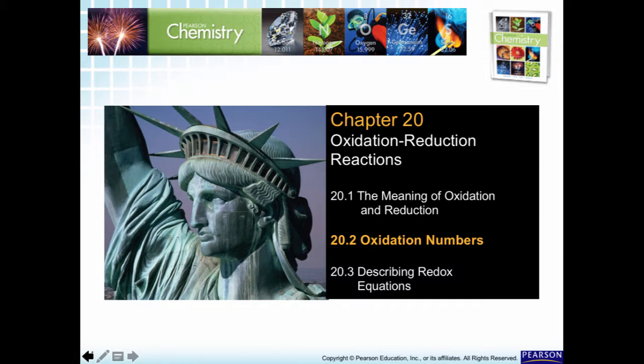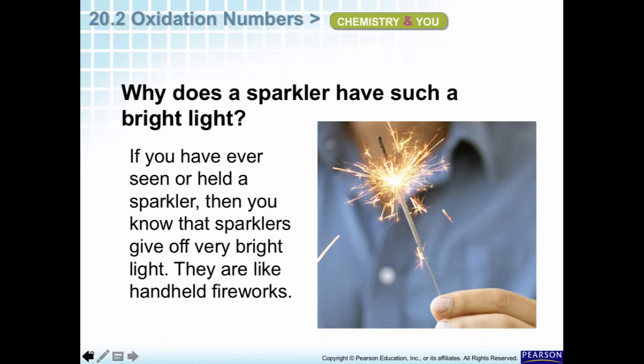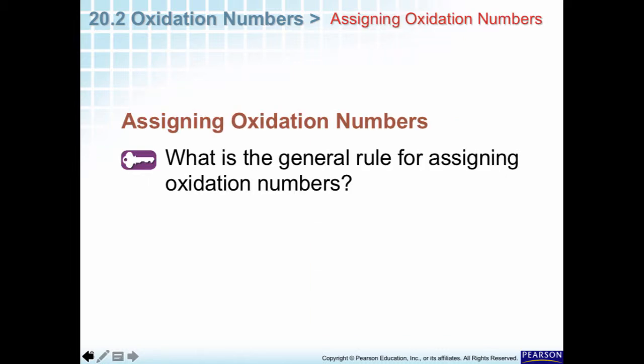Hi, and welcome to Oxidation Numbers. This is actually 19.2. Here's a sparkler. When a sparkler gives off bright light, there is an oxidation reduction reaction going on. Okay, we're going to talk about oxidation numbers. These are like charges, but they're what I call faux charges.